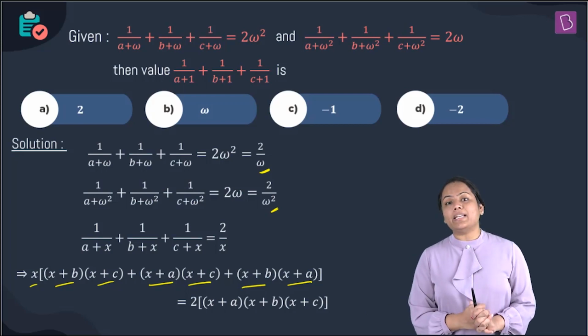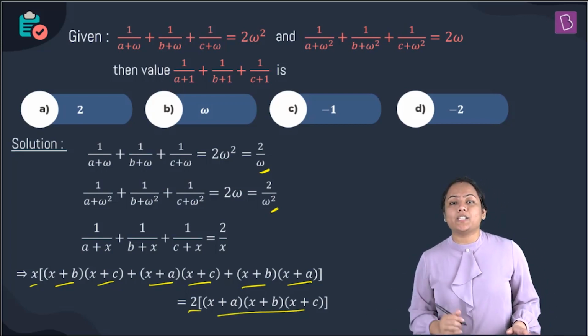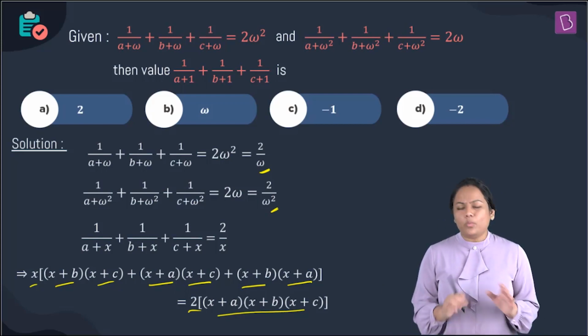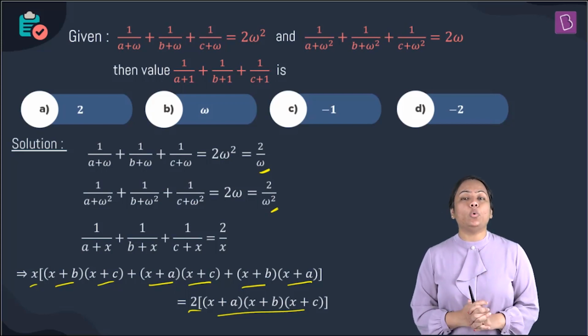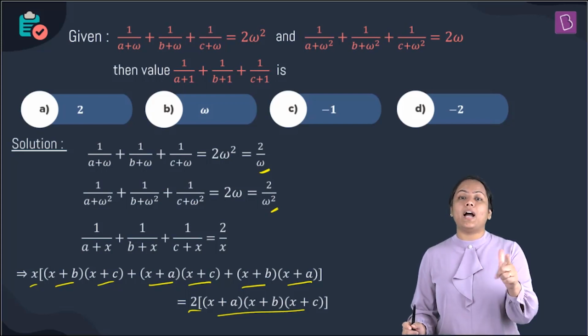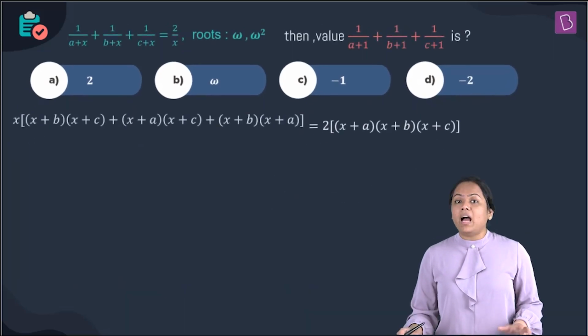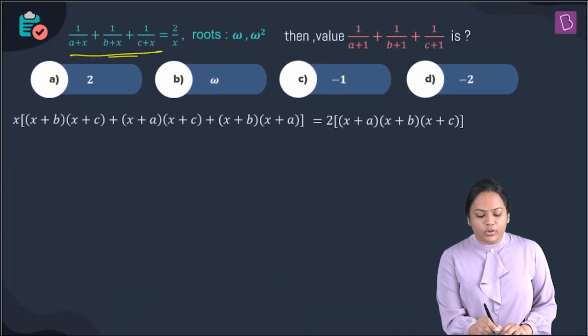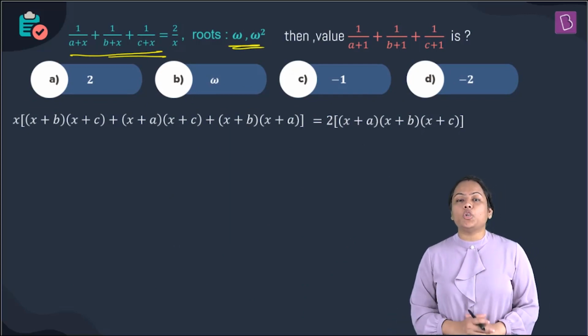While on my right hand side, I'll have 2 multiplied by all the 3 terms, x plus a, x plus b and x plus c. Now we'll just try to simplify this out, and let's find which equation I get whose roots are omega and omega square. Clear? Okay. So we have learned till now that this was the original equation having roots omega and omega square, and we have got the cubic with us.